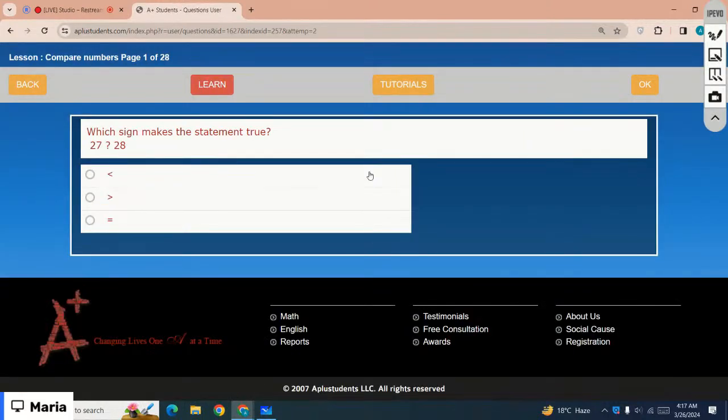Which sign makes the statement true? Which is the correct option? 27 and 28. So is 27 greater than 28 or less than 28? 27 is less than 28, right? The correct option is less.